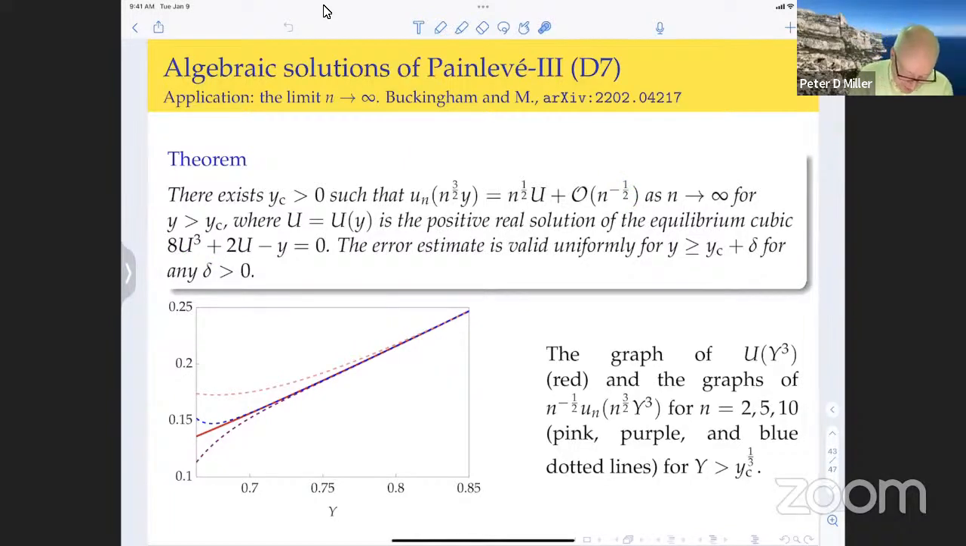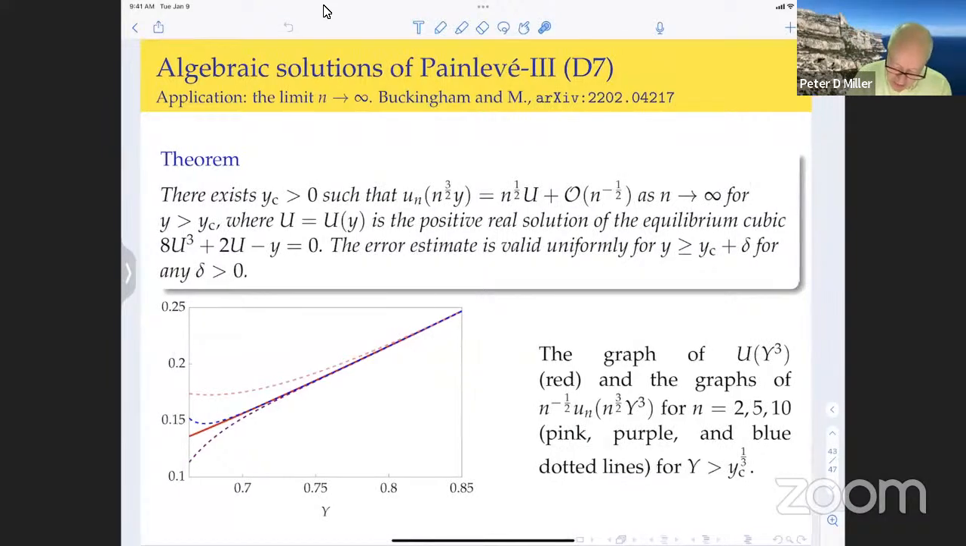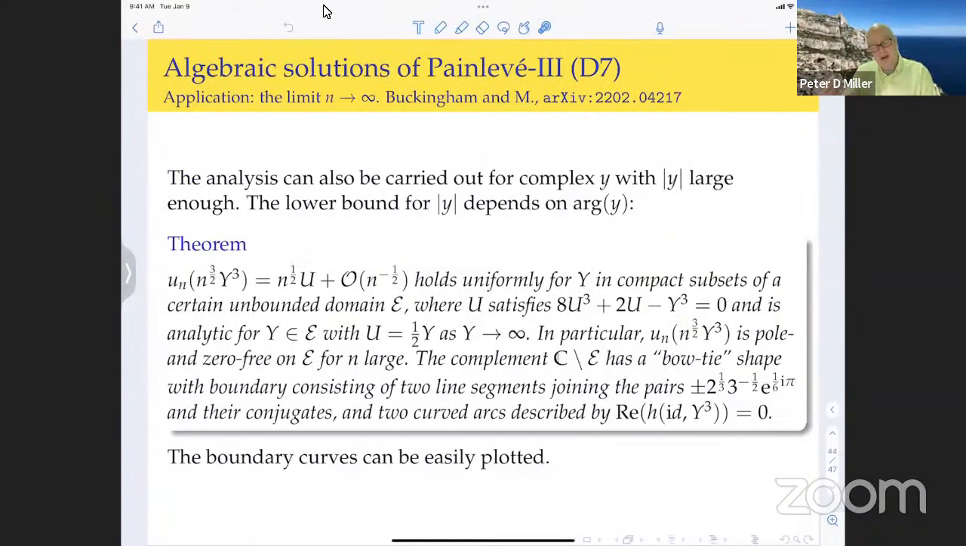So just some plots. This red curve is exactly that equilibrium cubic, and then you can see that these dotted curves, which are really the exact solutions for different values of n that are increasing, are hugging that red curve closer and closer as n increases. So that's the analytical solution, and analytical theorem.